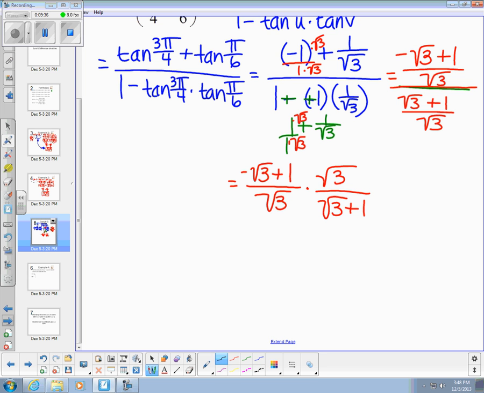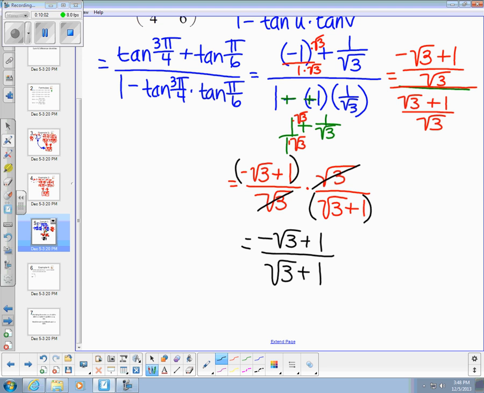And I can cancel the square root of 3 that's by itself. I cannot cancel the other square roots of 3 because of the plus 1s. When some things are added or subtracted, either all of this goes or none of it goes. So now I'm left with negative square root of 3 plus 1 over square root of 3 plus 1.